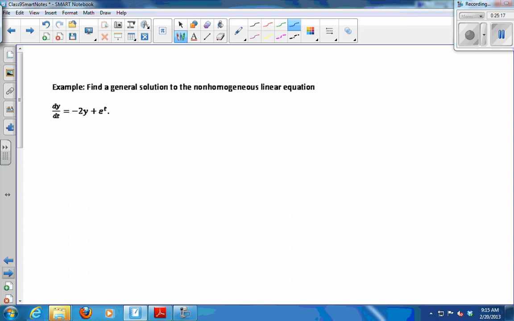Okay, so here's an example. I want to find a general solution to this non-homogeneous linear equation. So step one, remember, was to find the general solution to the associated homogeneous equation. So I'm going to do dy dt equals negative 2y, and that's what I want to solve. The a of t, the function in front of the y, is just the constant negative 2, which makes this easily separable. I can solve this by separation of variables.